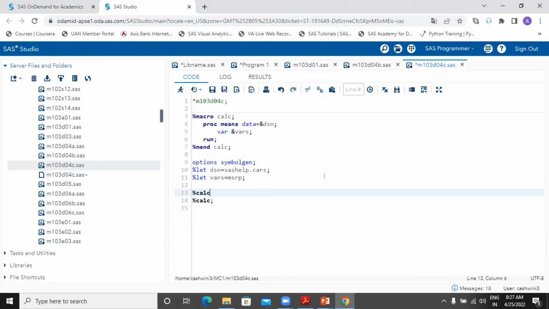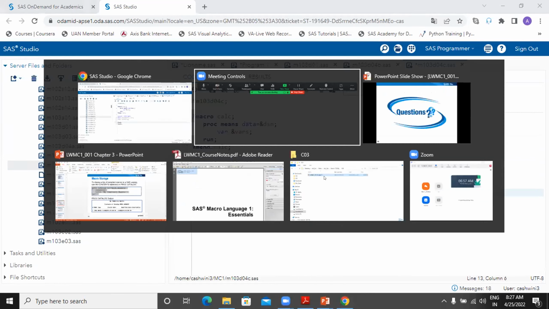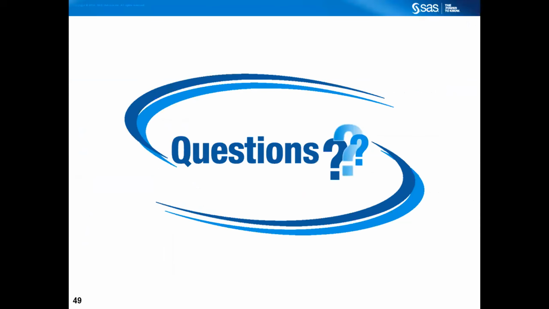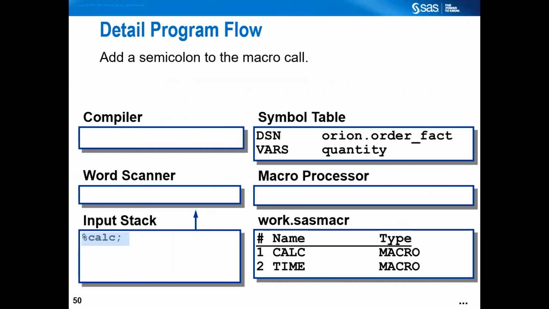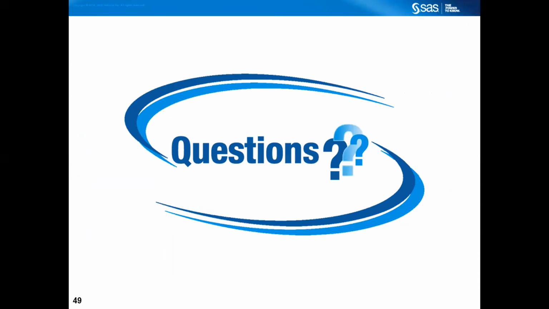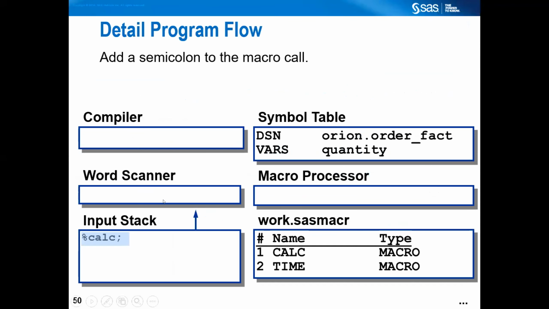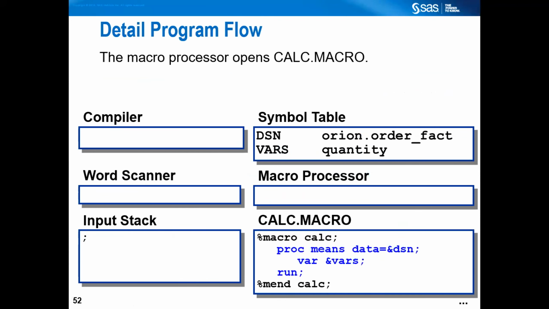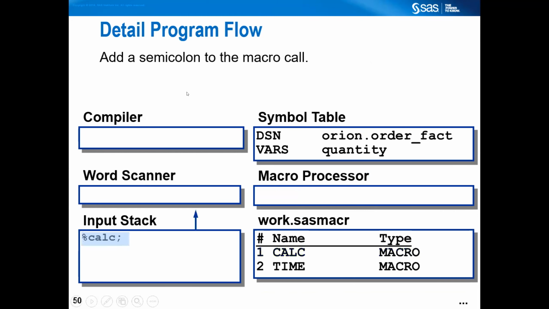All right, understood? Yes. Okay. So now let's understand this program flow. When you call it with %calci semicolon, this is how it works. Now here calci with semicolon will not have a problem. Why? Because it has all complete statements within it. Are you getting it? Now you're calling this calci with a semicolon. See, add a semicolon to the macro call.